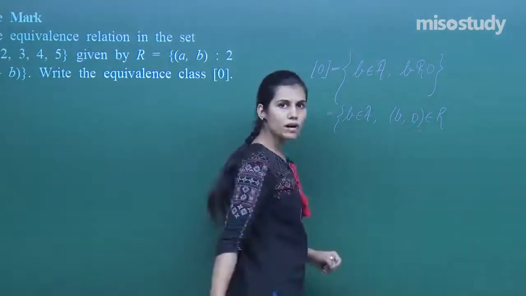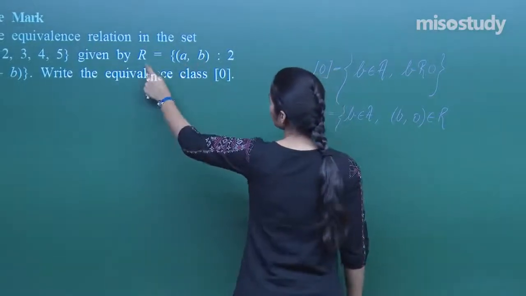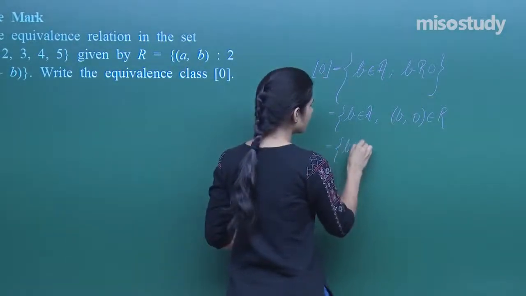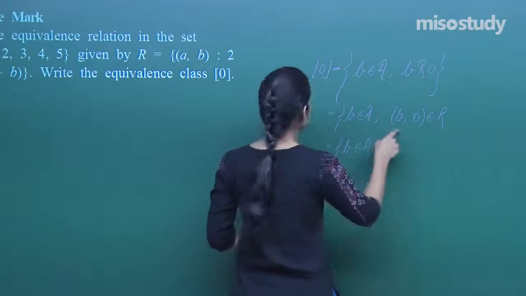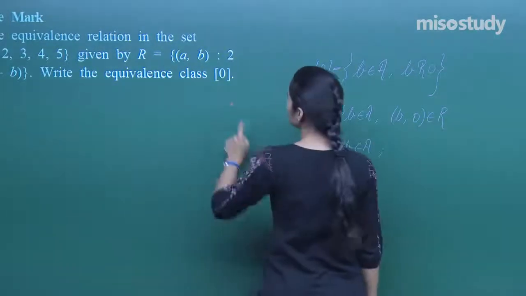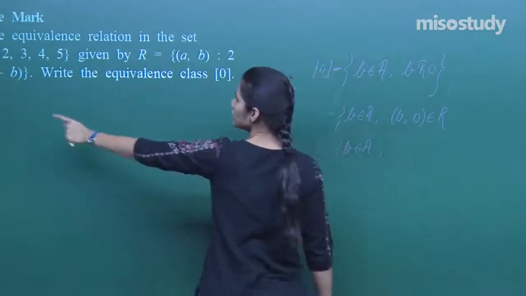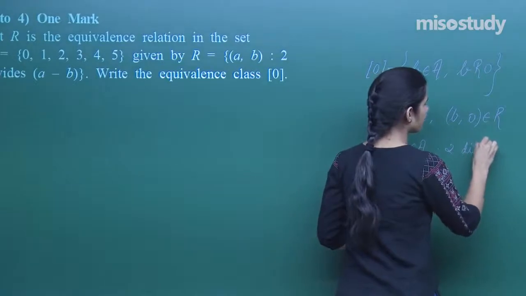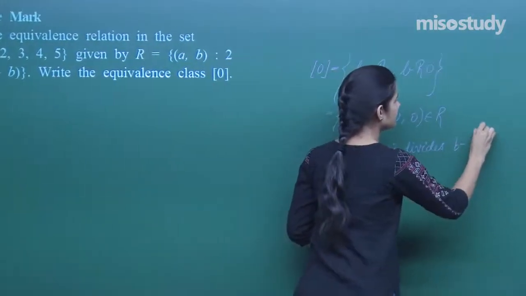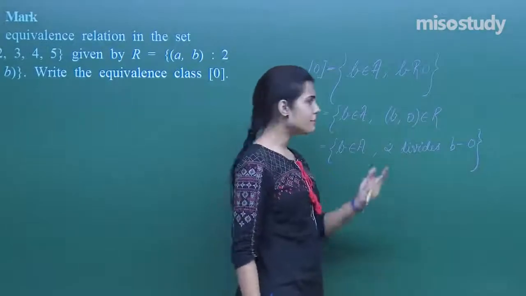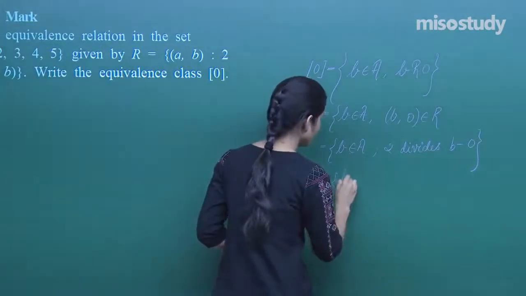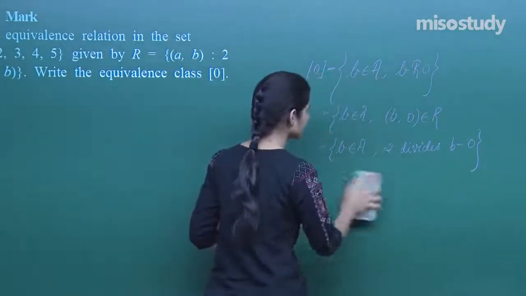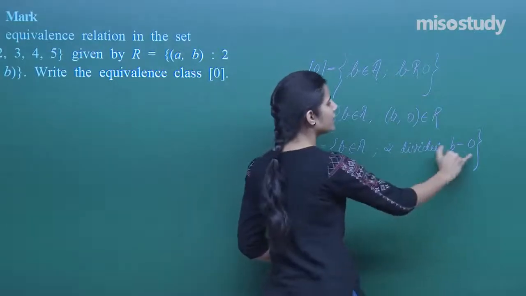(b, 0) belongs to R because a is related to b under the relation R if and only if (a, b) belongs to R. That means I want all those elements in set A such that (b, 0) belongs in R, and (b, 0) will belong in R if and only if 2 divides b minus 0, by the definition of R. Which are those b's such that 2 divides b minus 0? Let's try and see.